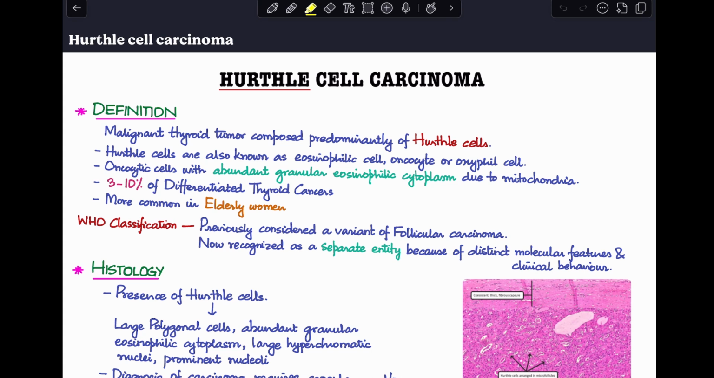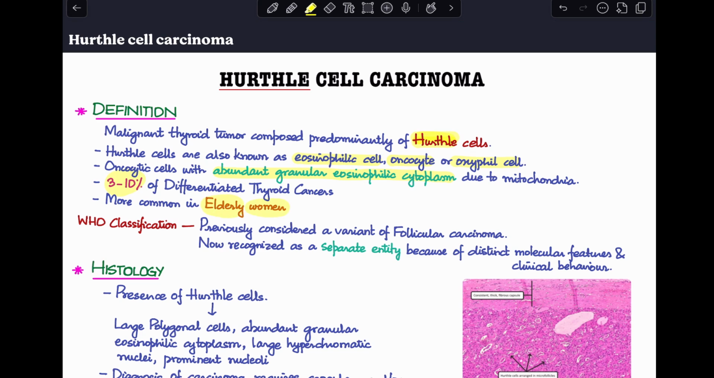So, Hürthle cell carcinoma is basically a malignant thyroid tumor which is composed predominantly of Hürthle cells. What are these Hürthle cells? Hürthle cells are also known as eosinophilic cell, oncocyte, or oxyphil cell. These are cells which have abundant granular eosinophilic cytoplasm due to the presence of mitochondria. Hürthle cell carcinoma comprises about 3 to 10% of all differentiated thyroid cancer. This carcinoma is more commonly seen in elderly women.